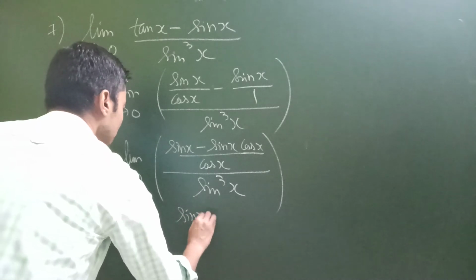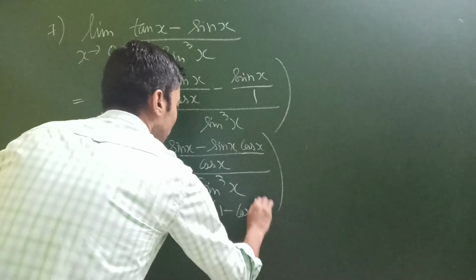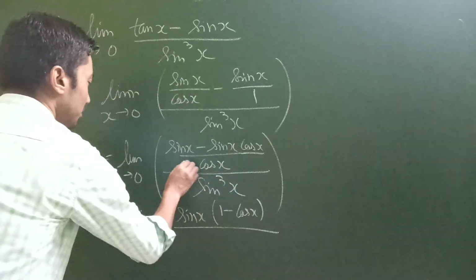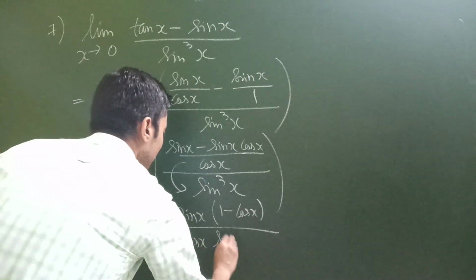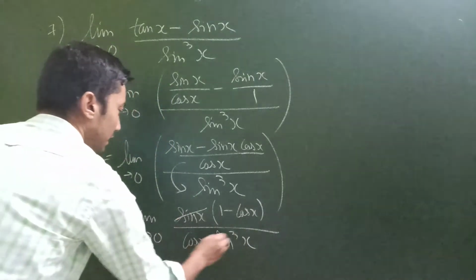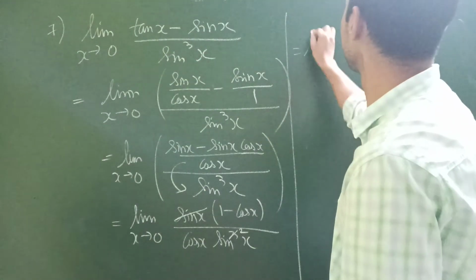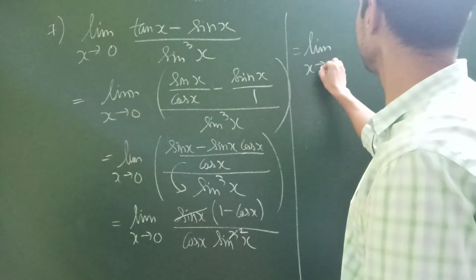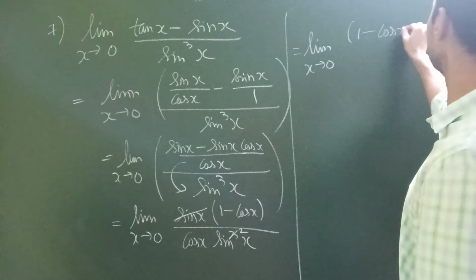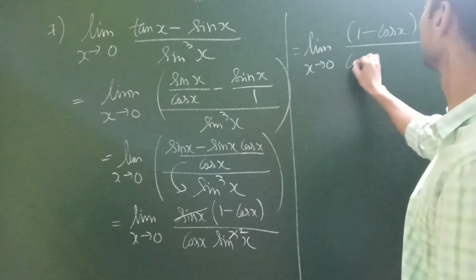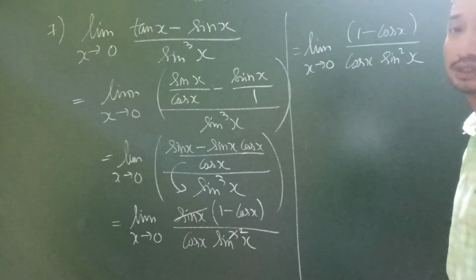Sin x I'm taking common. So from here, 1 minus cos x. And this one, of course, I'm taking it down. Cos x taking into the denominator, sin cube x. So sin x cancels with one sin x, leaving sin square. So what is left for us? Limiting value x tends to 0, 1 minus cos x upon cos x sine square x.